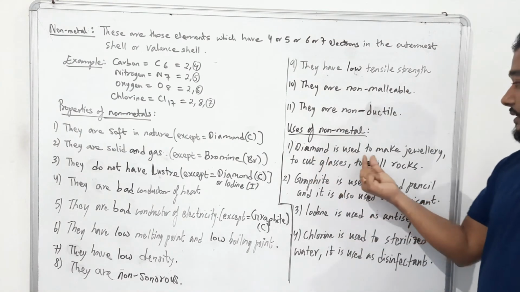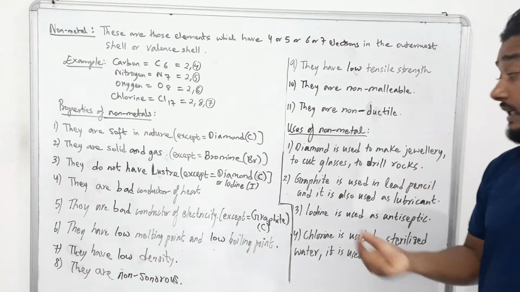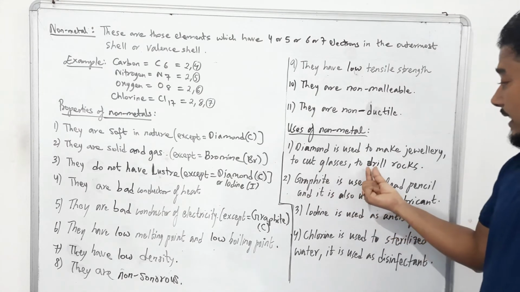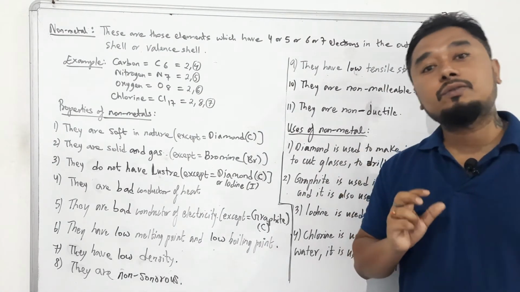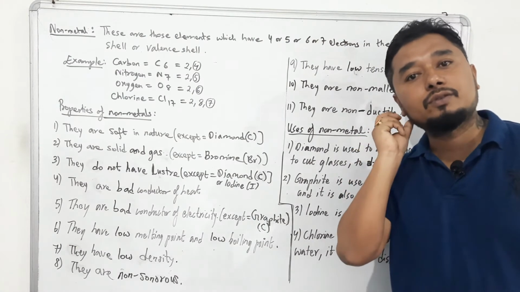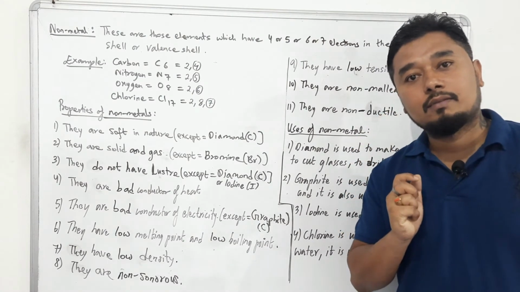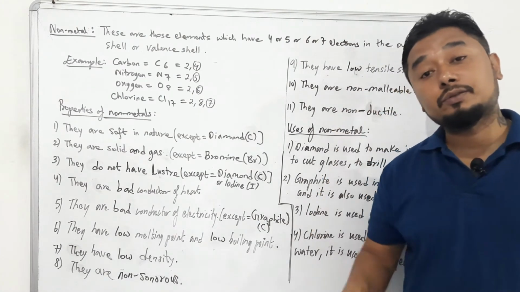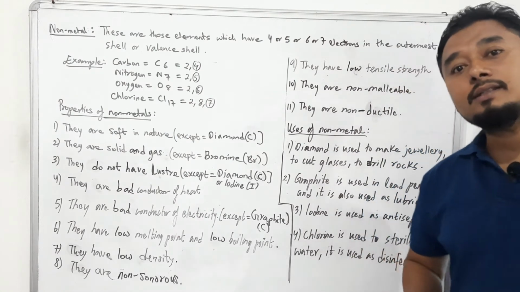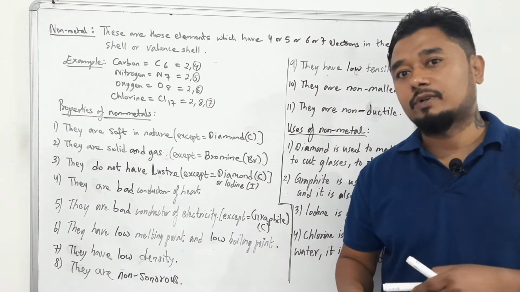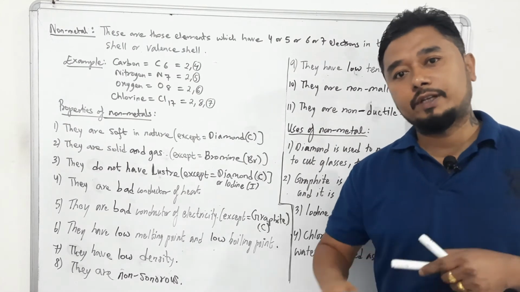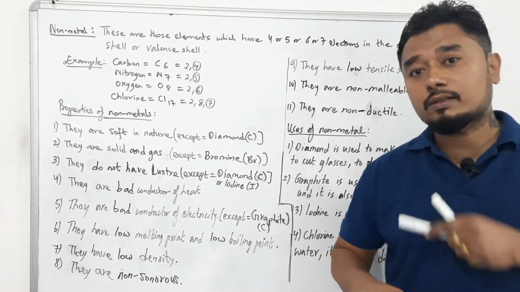Diamond, as you know, is used to make jewelry. Okay, it is even used to cut glass and to drill rocks. Now you may be surprised. We understood, sir, that diamond is used to make jewelry. It is used to cut glass. It is used to drill rocks. Such an expensive one, that is your diamond, and we cut glass with that, which is very cheap. We drill rocks.